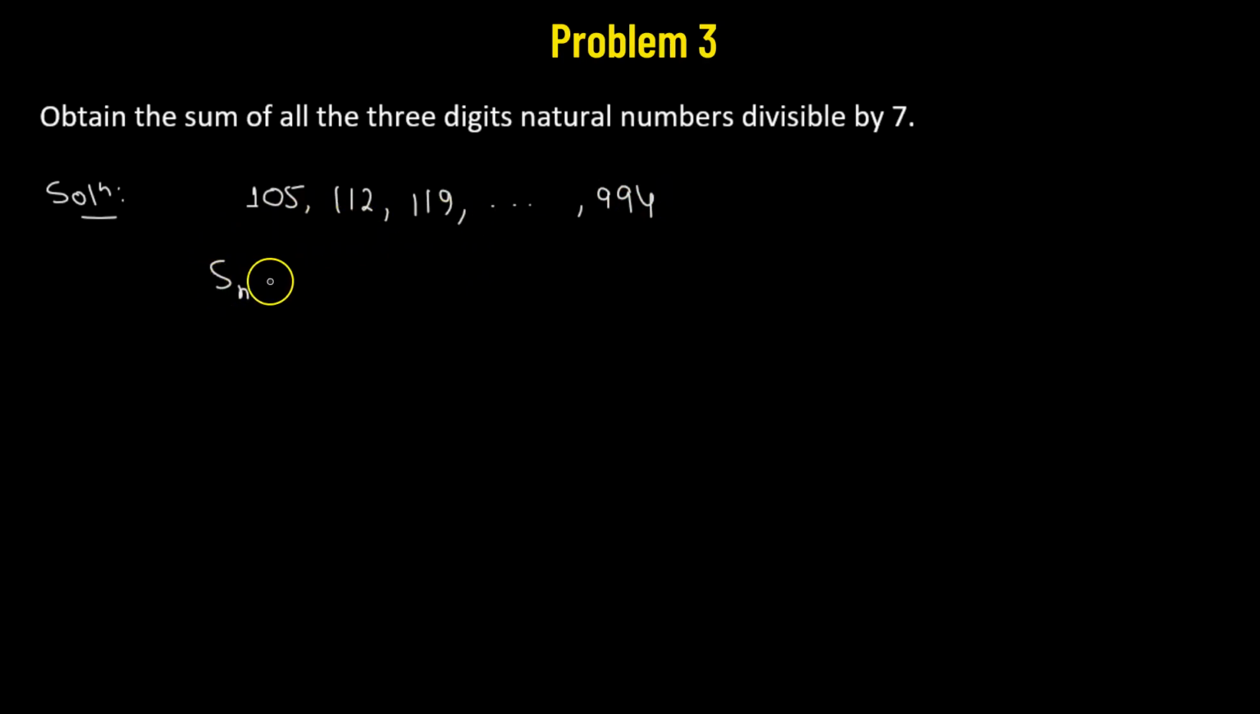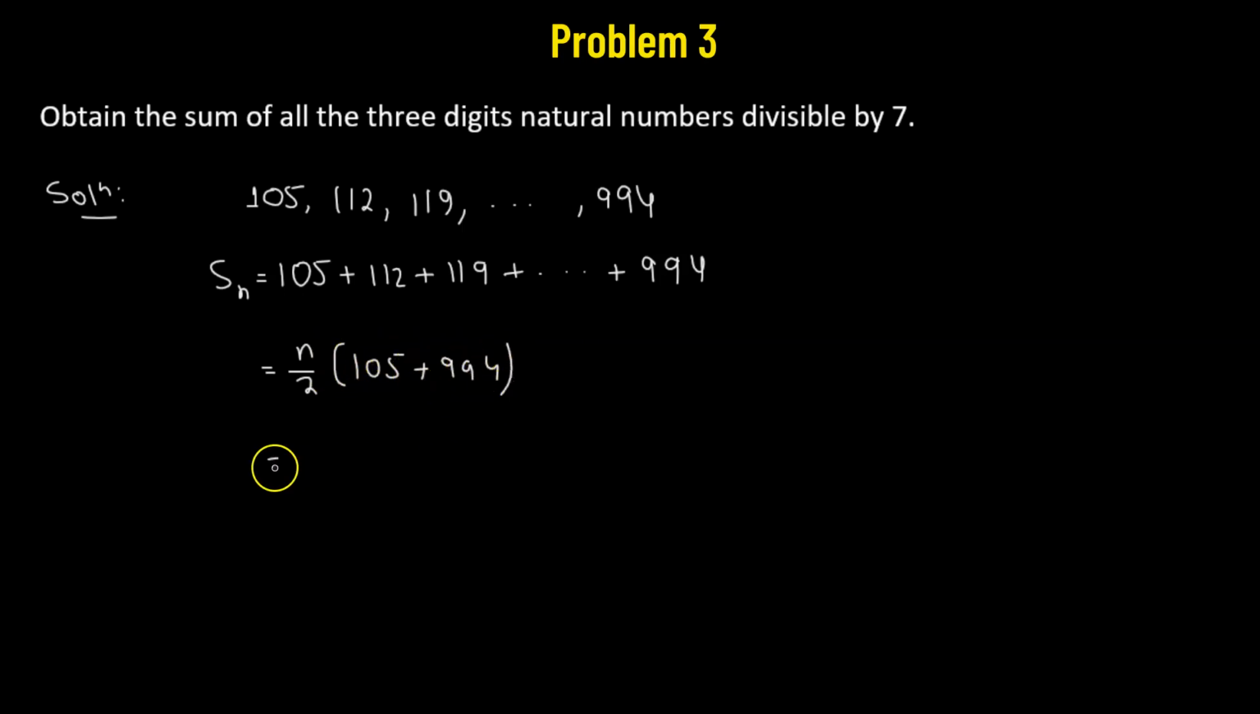Our goal will be to find the sum of 105 added to 112 plus 119 all the way up to the last term, which is 994. So if we use the formula, it's simply going to be n over 2 multiplied to 105 plus 994. So this is going to give us n over 2 times 1099. So that means we'll need to find out the value of n here, which is the number of terms.